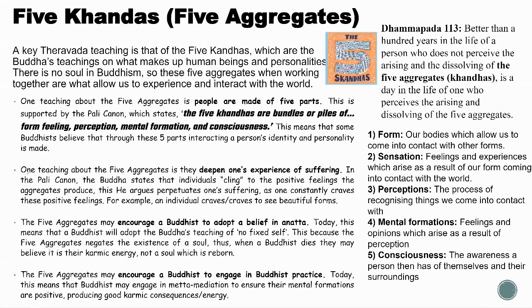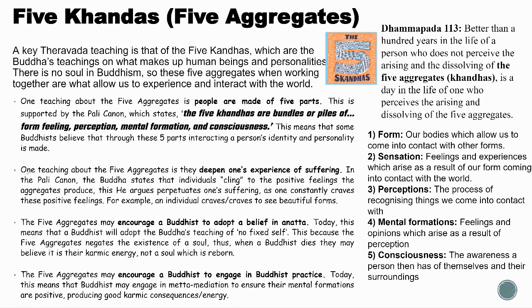What are the 5 aggregates? Well, the first 4 form the last one: consciousness, the awareness a person has of themselves and their surroundings. Well, the first is the rupa, or the form. It is our physical body, which allows us to come into contact with other forms.